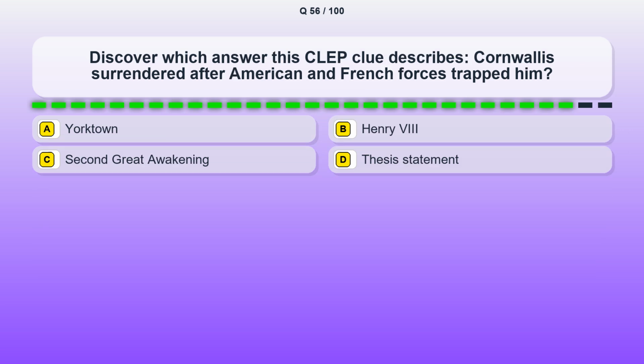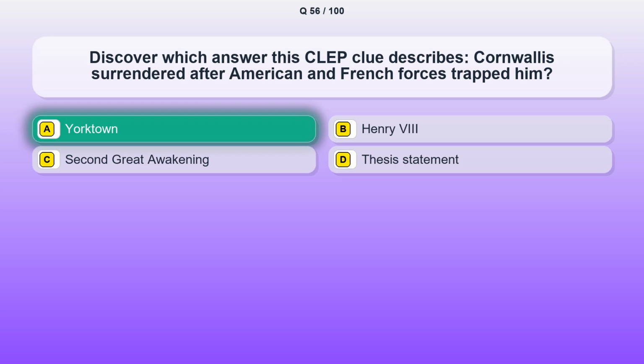Question 56. Discover which answer this CLEP clue describes. Cornwallis surrendered after American and French forces trapped him. Option A, Yorktown. Option B, Henry VIII. Option C, Second Great Awakening. Option D, thesis statement.